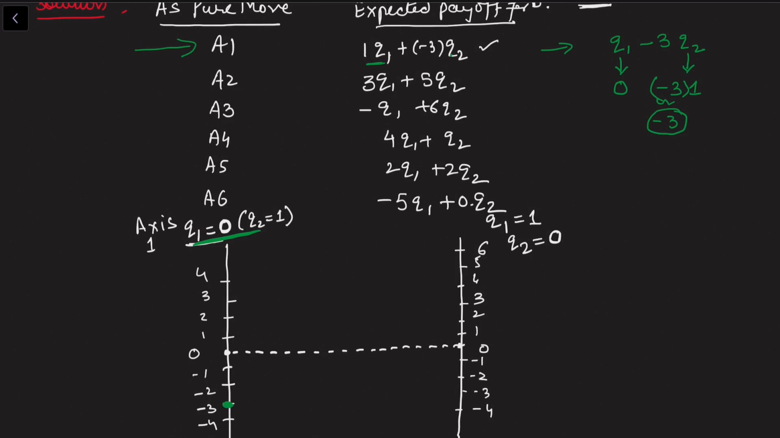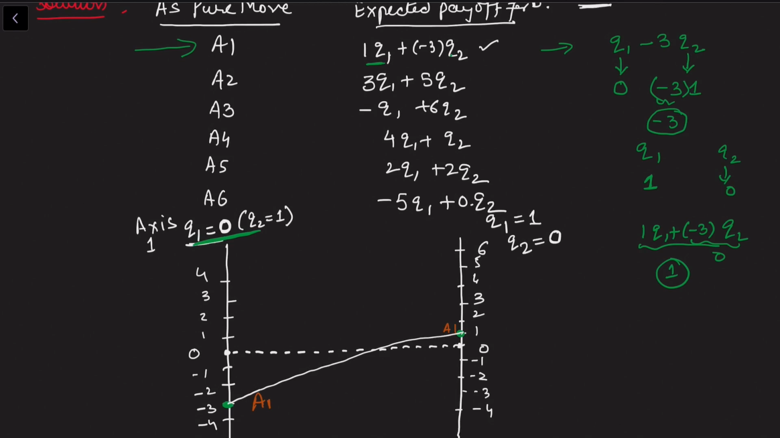So this value is minus 3, and if I take q1 as 1, this means q2 is 0. If q2 is 0, this means 1 q1 plus minus 3 times q2, and since q2 is 0, that quantity is gone. So the whole quantity is simply 1, and we are at this position 1. Once we join these points, I get this line, and draw this line straight. Here I am going to write this move as A1. This is A1, so you can write A1 here.